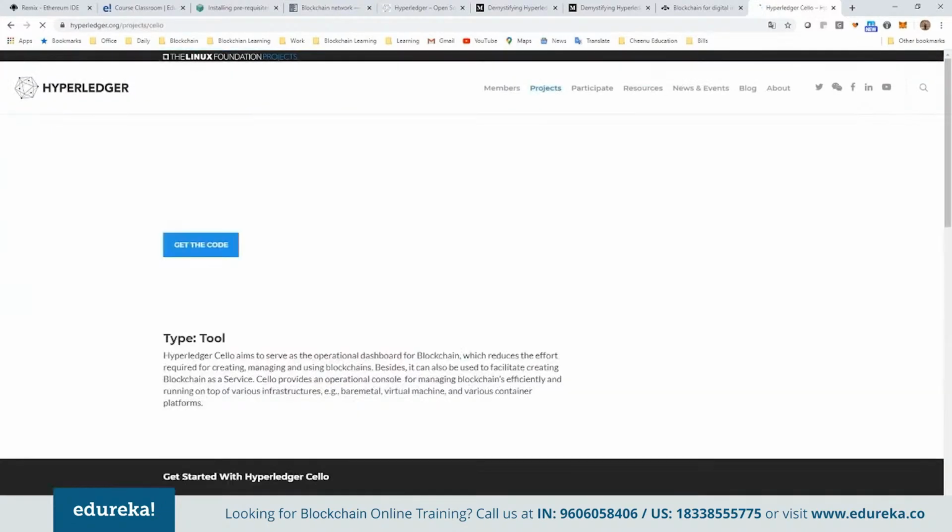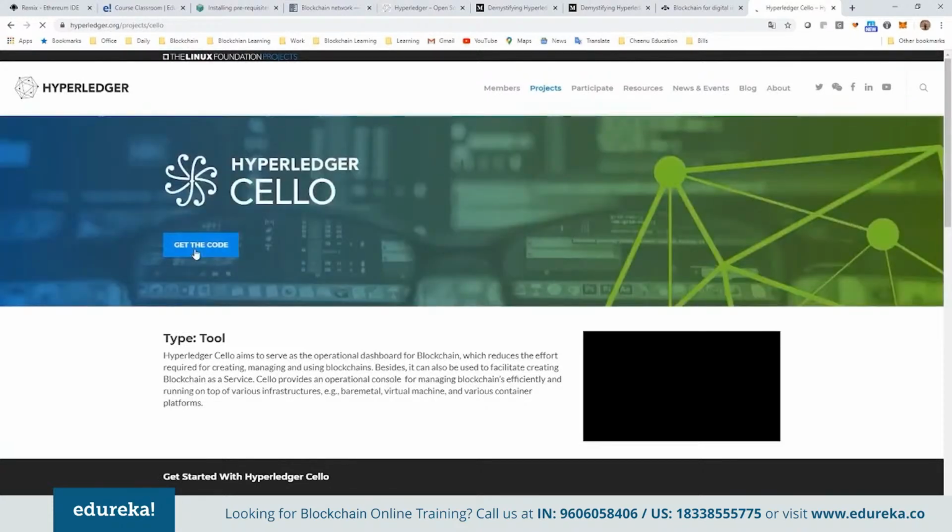Then Hyperledger Explorer is the same as Bitcoin Explorer. Again, in order to use this, you will need to compile and run it. You cannot get an executable or a directly installable binary. This is Hyperledger Explorer. You will need to get the code. This will direct you to GitHub. Then you will need to compile and run it.